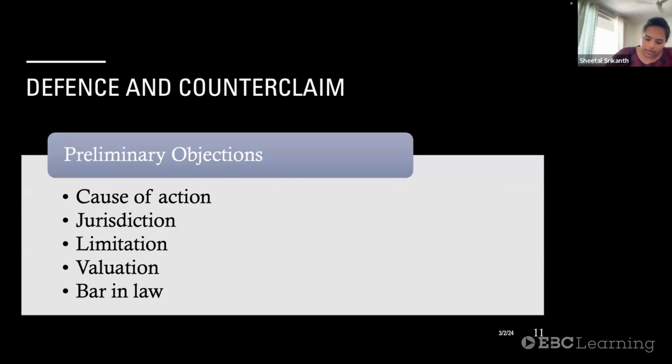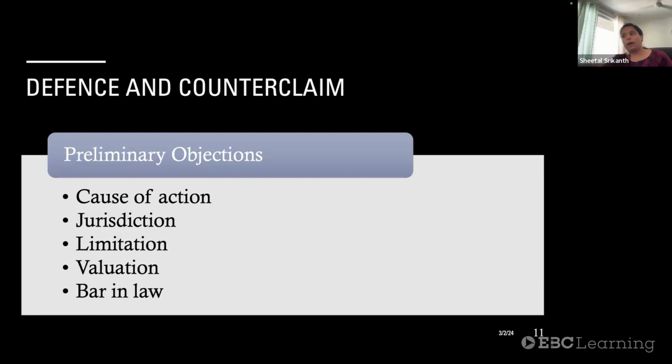So first is, like I said, there are 4 things you have to do perfectly while filing a suit. The same things have to be examined from the side of the defendant to see if the plaintiff has done them correctly, because these preliminary objections, if made correctly, will ensure that the suit gets dismissed, right? So you have to show that there is no cause of action disclosed against you in the plaint, or there is no jurisdiction, or that the suit is barred by limitation, or that there are issues of valuation and court fees is not paid correctly, or there is a bar in law from instituting the suit itself.